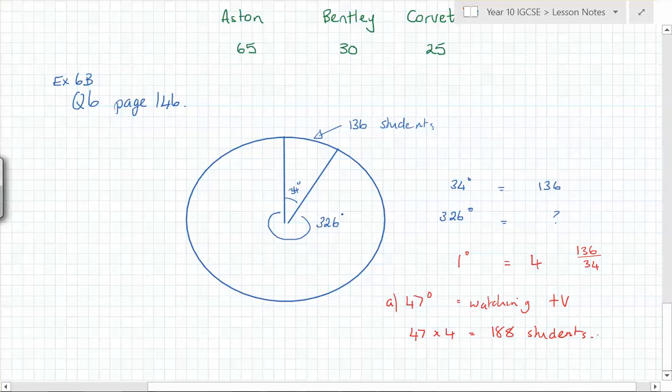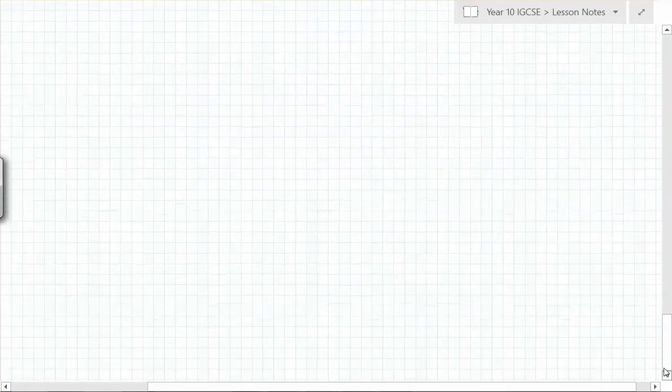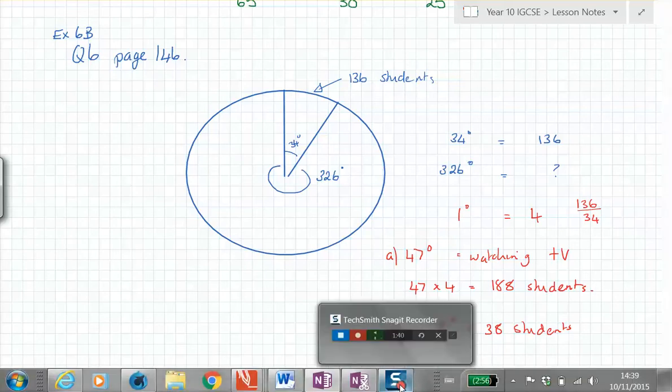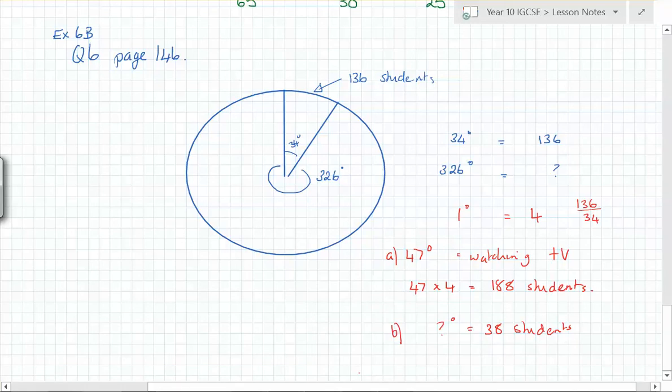Okay. Then it says, if 38 students visit friends, what angle would it be? Okay, so they've changed it slightly. So now we've got to work the other way. Instead of there's the angle, I want to know, well, 38 students equals what angle? So how do we do that? Well, I'll tell you what, I'm going to give you a couple more minutes to think about it and then we'll come back. Okay, so, go on then, what's your idea?